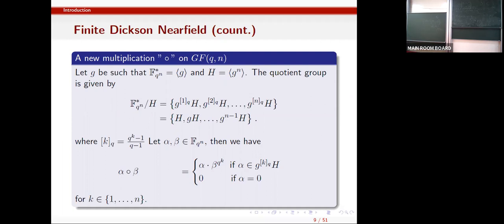We take a finite field. We start with a finite field of order q to the power n, but we assume that (q, n) is a Dickson pair, and a finite field is cyclic. It's generated by a certain g. So we can construct a subgroup which is generated by g. That's the first step. Then we change the multiplication to become a new multiplication. So those are the few steps.